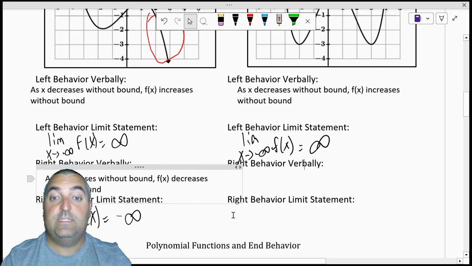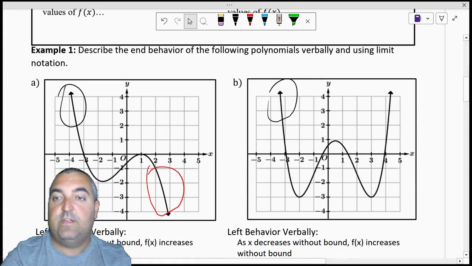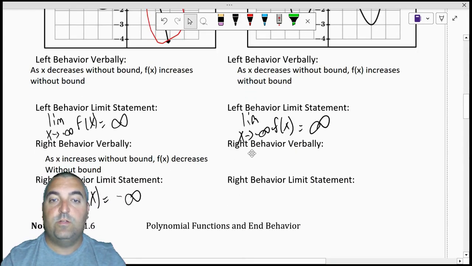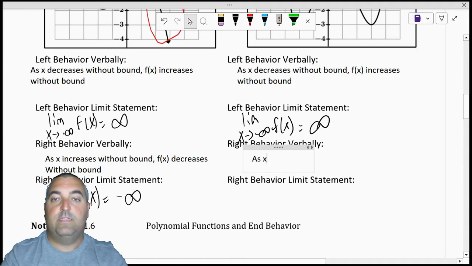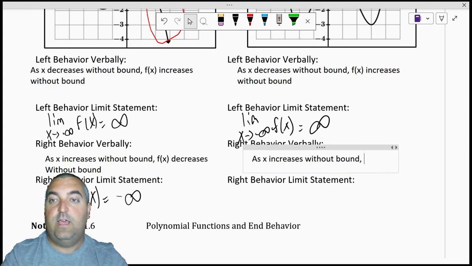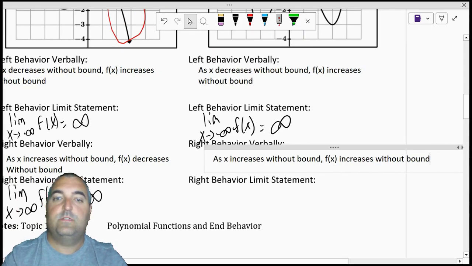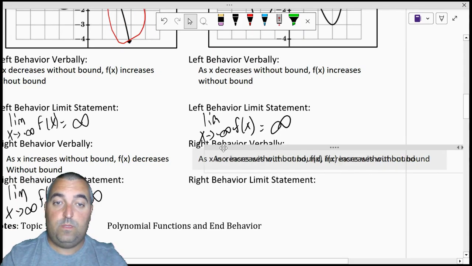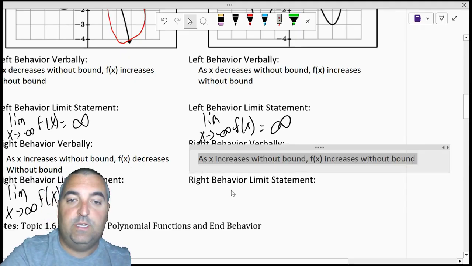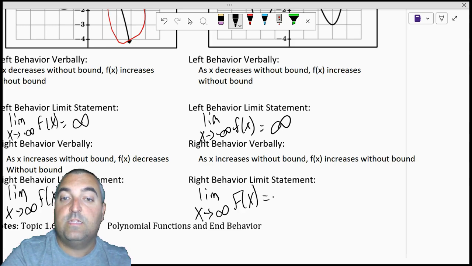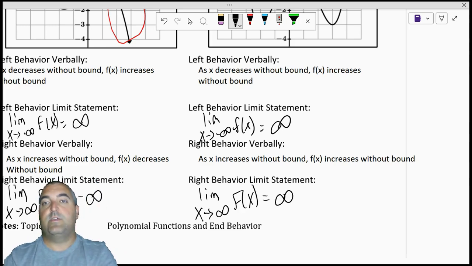All right, now the right side behavior, well, this graph doesn't do the same thing on the right side. It goes up, so it's going to go to positive infinity. As x increases without bound, f of x also increases without bound. And this limit notation is going to be the limit as x approaches infinity of f of x, because it is right end, it's going to equal infinity because it is going straight up.